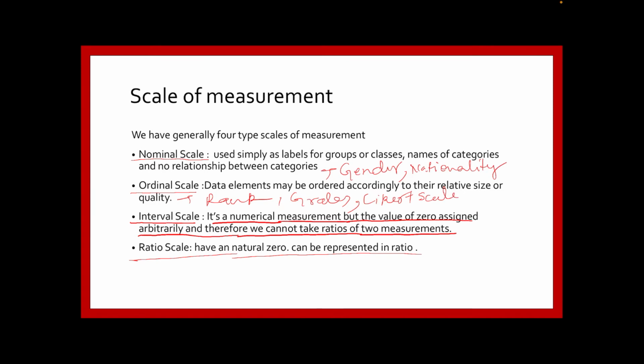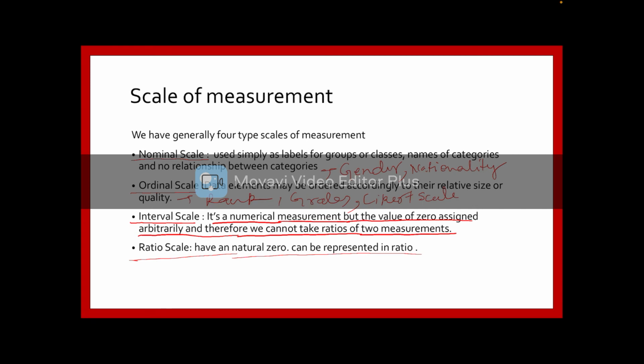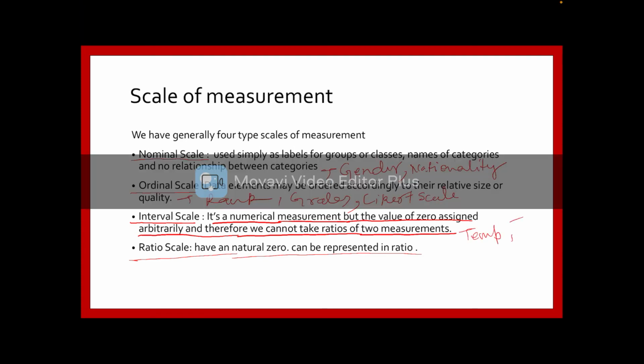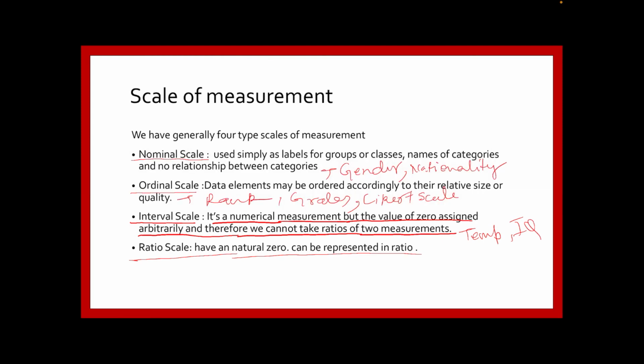Interval scale, yeah. And then this interval and ratio data could be discrete or continuous, but nominal and ordinal data is always discrete. So interval scale and ratio scale can be discrete or continuous, both. This is one thing I want to mention here. Here I can mention temperature and IQ of people. We cannot compare them in a ratio way, but we can compare the difference.